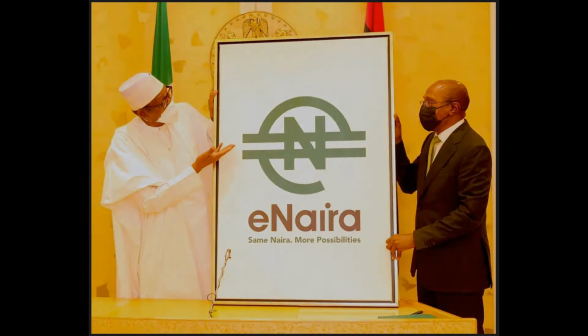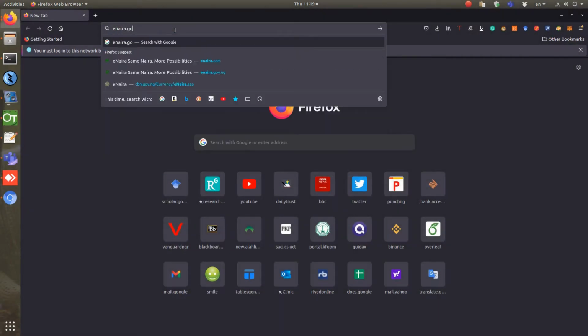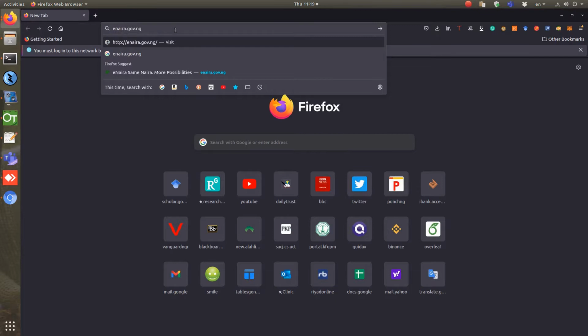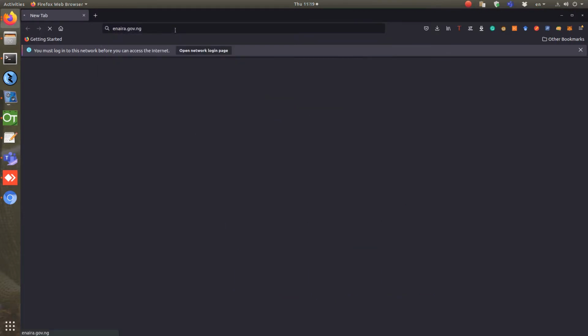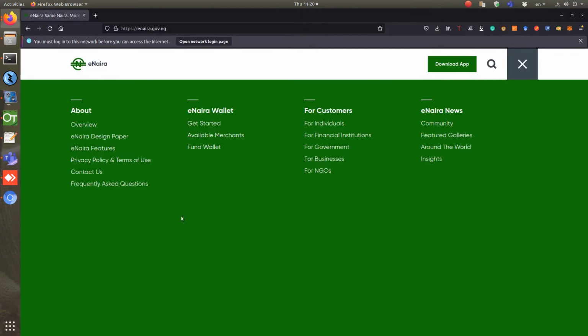You can learn all about its architecture and design requirements on the government's official website of eNaira at eNaira.gov.ng. You can also download it from the website as shown here.